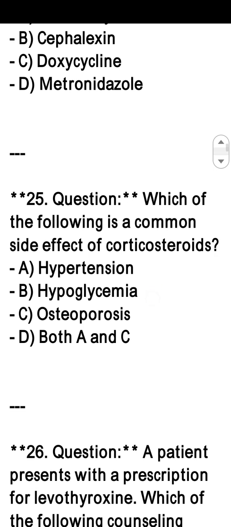Next, which of the following is a common side effect of corticosteroids? A. Hypertension. B. Hypoglycemia. C. Osteoporosis. D. Both A and C. The right answer will be hypertension and osteoporosis. So it's D. Both A and C. Corticosteroids can lead to hypertension and osteoporosis with long-term use. Monitoring and preventive measures are essential for patients on chronic corticosteroid therapy.